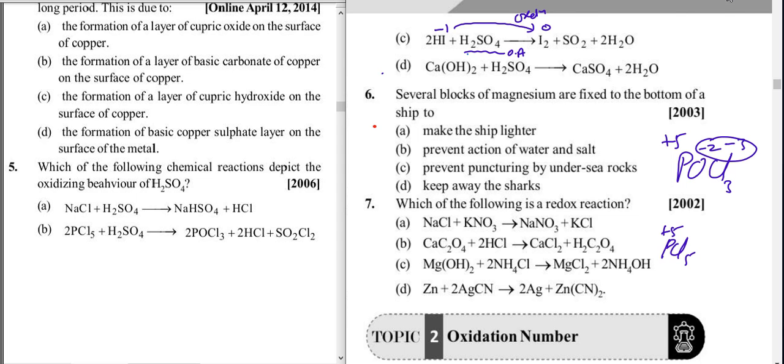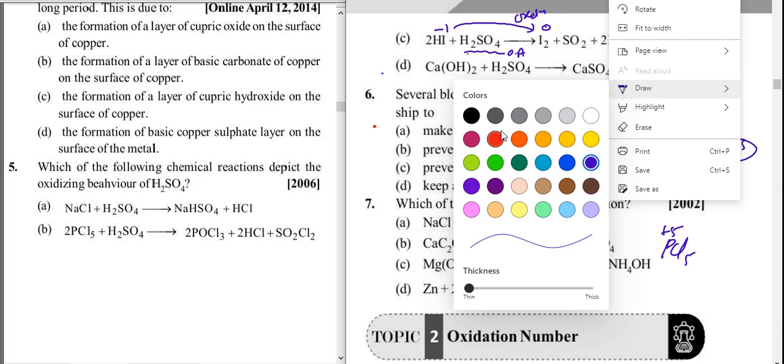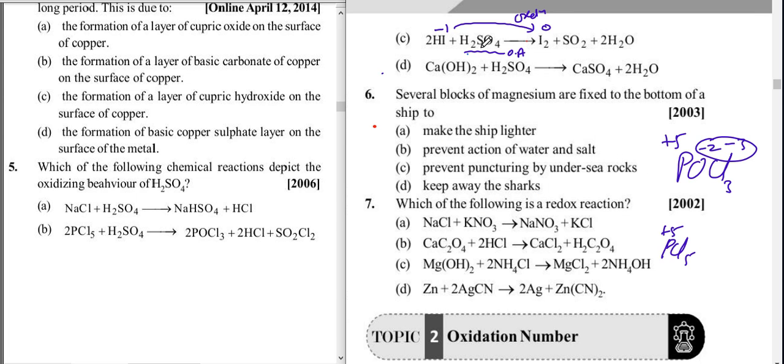And one more property of an oxidizing agent is that it itself should reduce. See, sulfur's oxidation number is plus 6, here plus 4, that means sulfur is undergoing reduction. Okay, this is also supporting. So finally the answer is C: H2SO4 acting as oxidizing agent, itself undergoing reduction. Fine. And D option, see sulfate is there, sulfate as it is sulfate, so neither oxidized nor reduced. Next.